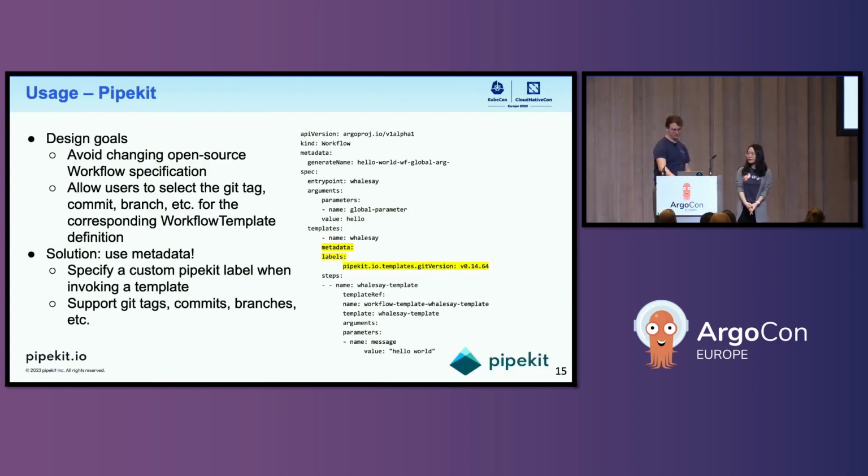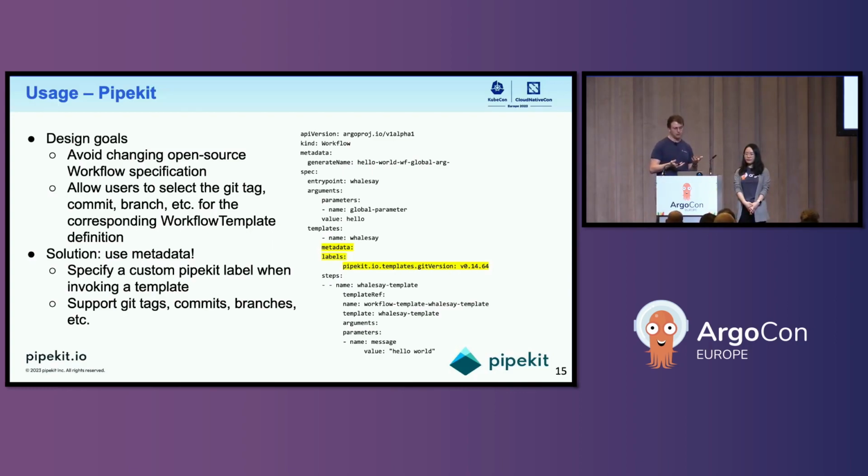Next, JP. Awesome. So now I'll talk about PipeKit's usage and how to use the platform. When we were designing it, we had a couple goals in mind. The first was we wanted to avoid changing the open source workflow specification. So we didn't want to do anything custom that wouldn't allow for a company to lift and shift their workflows as they run them normally and use them on our PipeKit control plane. It should be just, you can take it, use it, and it works.